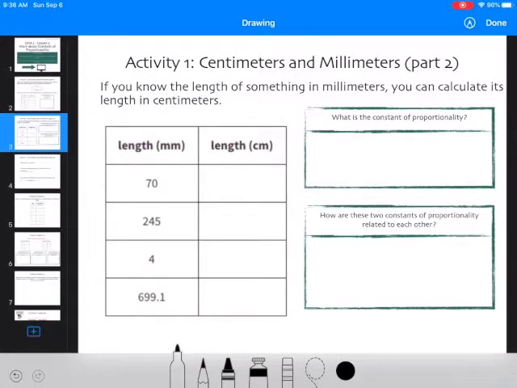So this is the second part. If you know the length of something in millimeters, calculate its length in centimeters. So now I have to work backwards, right? So they're giving me millimeters and I want to find the centimeters. It's really important to watch your unit of measure. So I'm going to divide by 10 or multiply by 1/10.